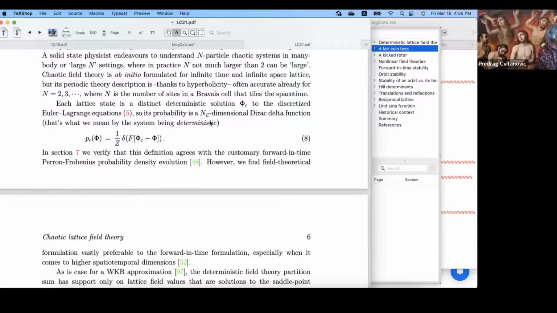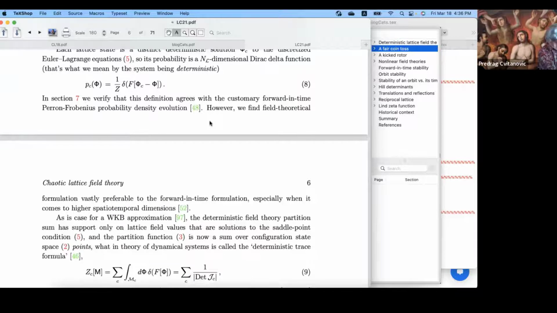The partition sum is a sum of probabilities. Each state has its probability. And this is a formula for the probability of state phi C. At the moment, it's not terribly essential. We just want to solve the Euler-Lagrange equations. This is why we need them. So you want to solve for the Euler-Lagrange equation.